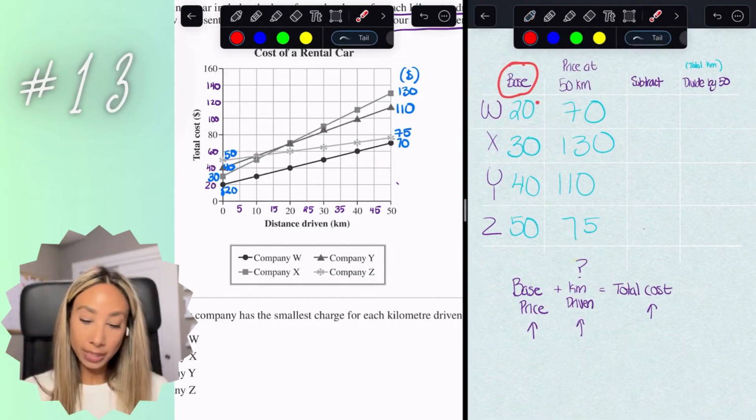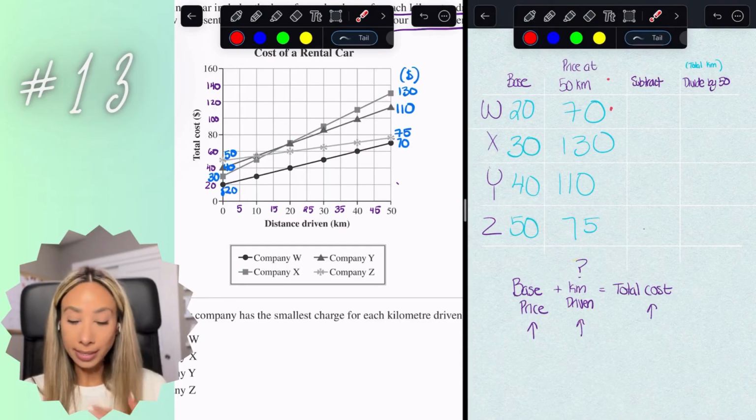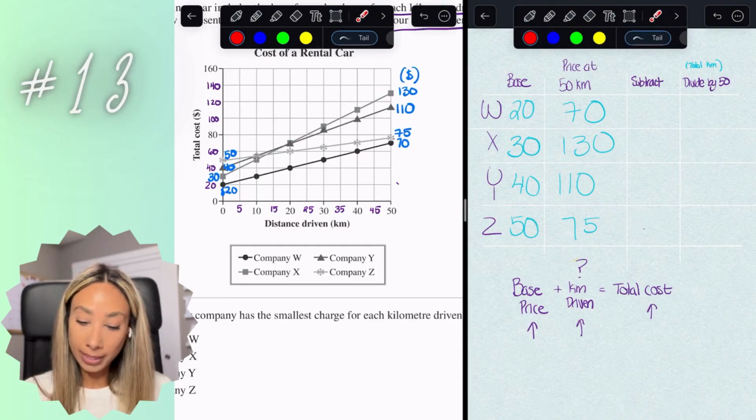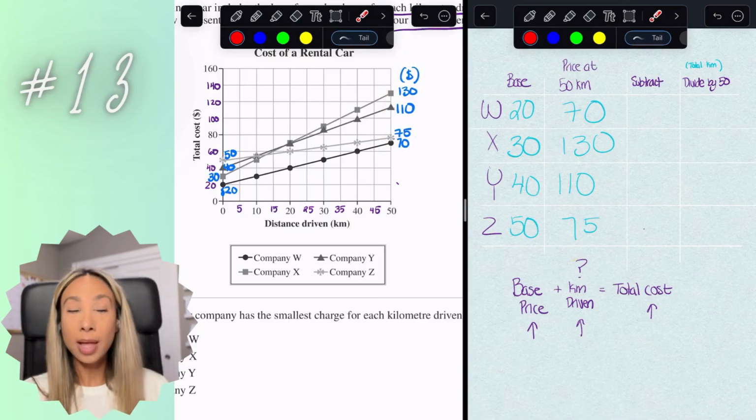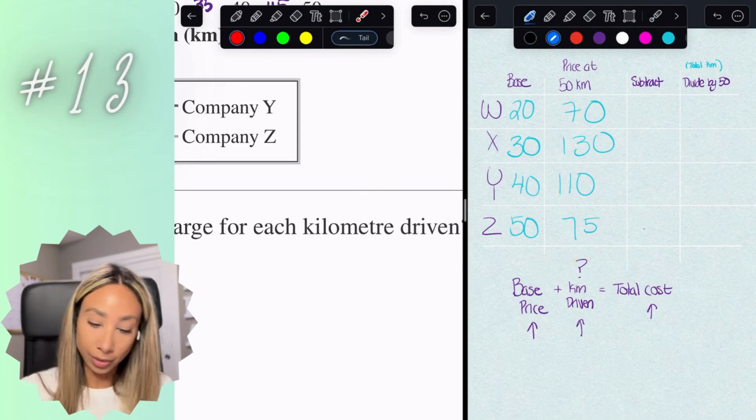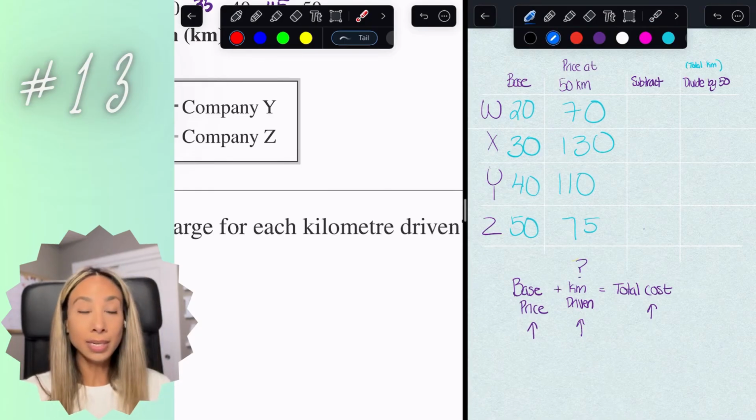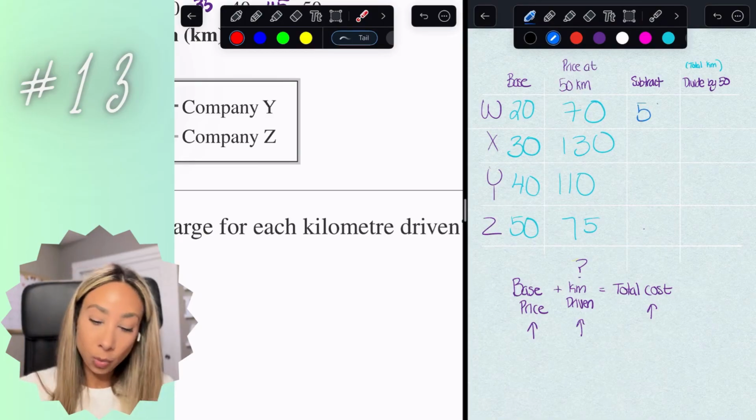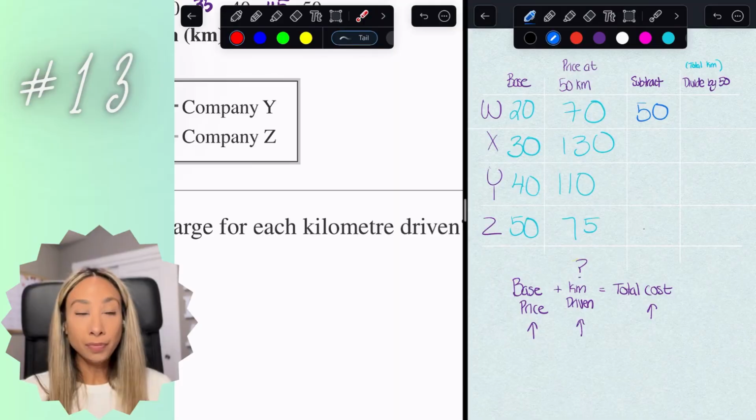So I took all of our base prices here and I wrote them down next to each company just to keep me organized. And then I said, well, what's the price at 50 kilometers, which is the total price that they're charging. Now what we need to do is, because we need to figure out each kilometer driven, we're actually going to go ahead and subtract these values. So I'm going to go 70 take away 20 just to get the kilometers, which is going to give me 50. So basically it means it cost $50 once we remove that base price.